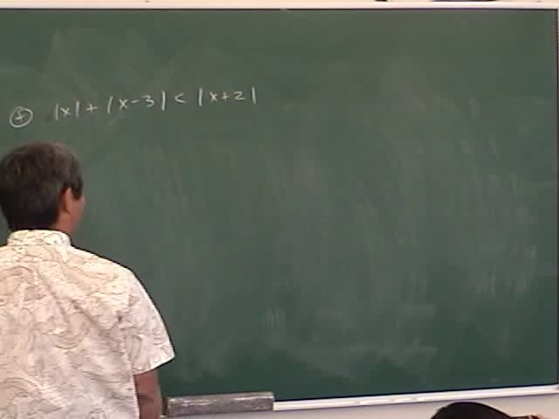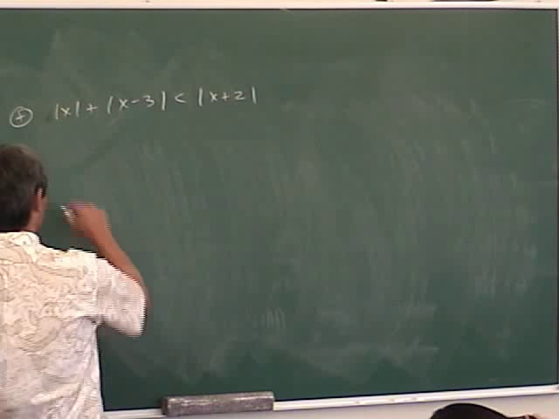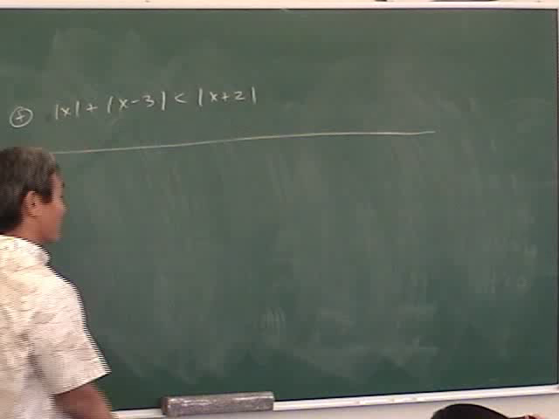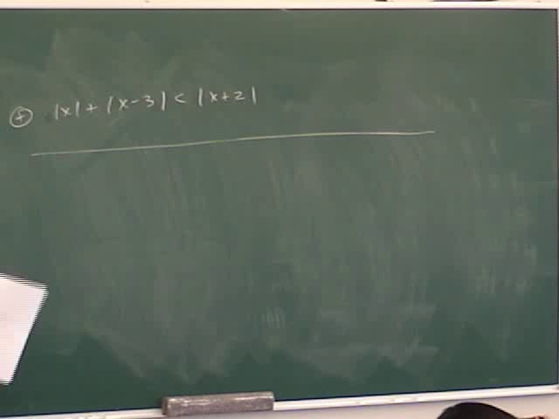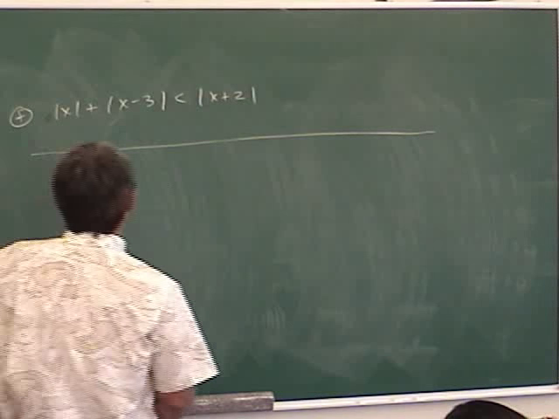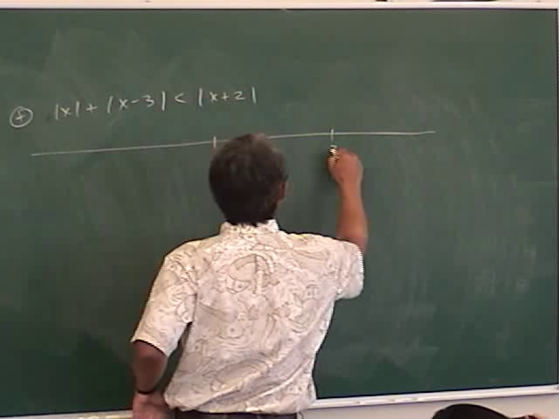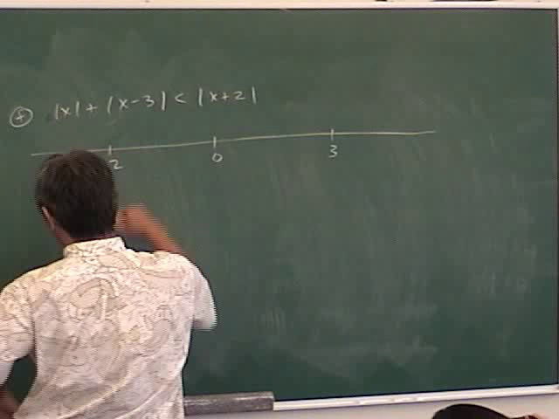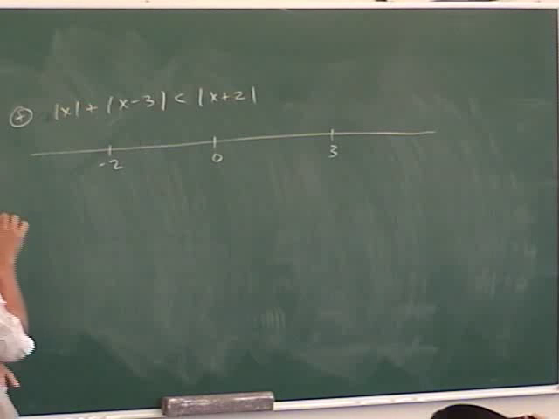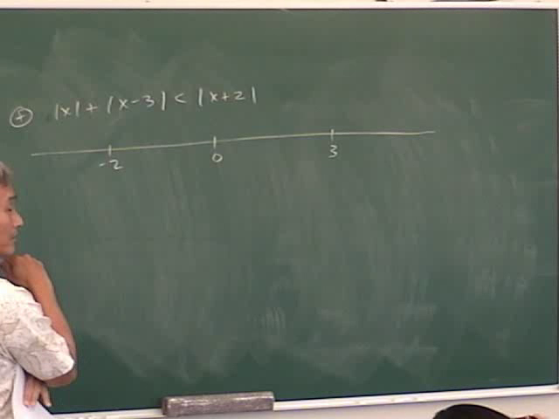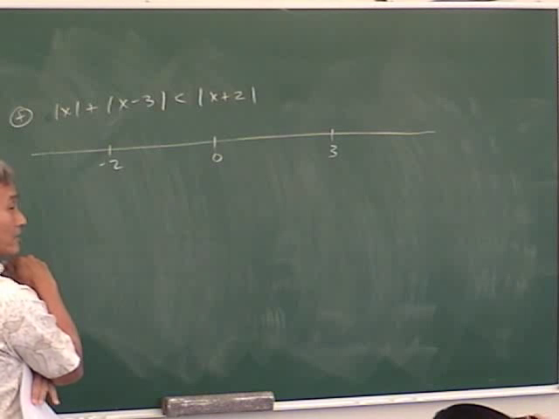Okay, now when you have more than two absolute values, pretty much you have no choice. You got to do the number line method. So I'm going to have definitely one of these on the test. Okay. So what numbers go on the number line? 0, 3, and -2. Things that make each absolute value 0. Now, is -2 part of the solution? Did you guys at least do that part?